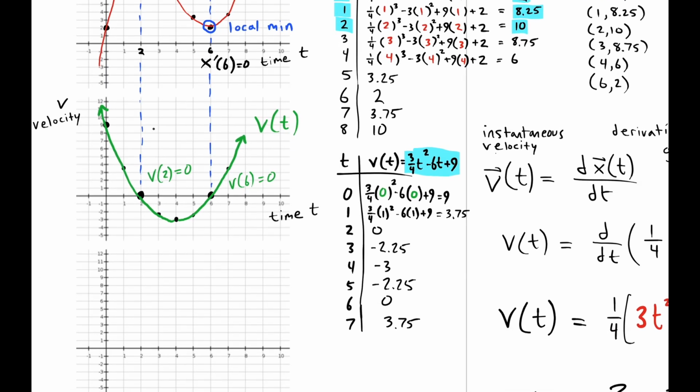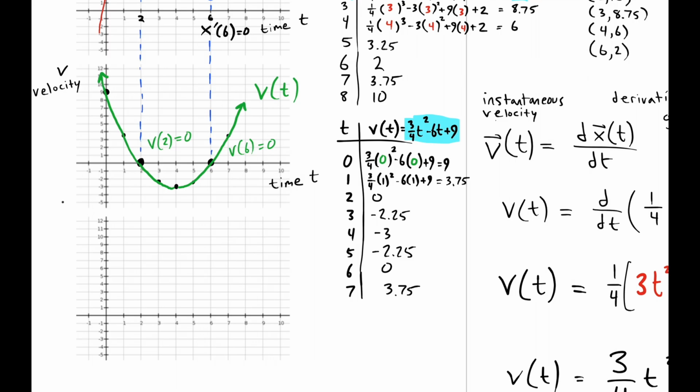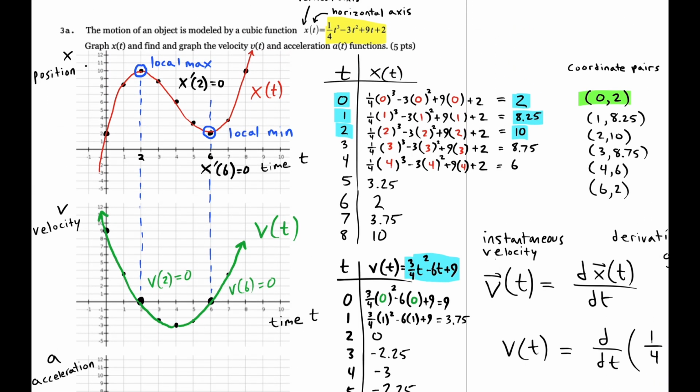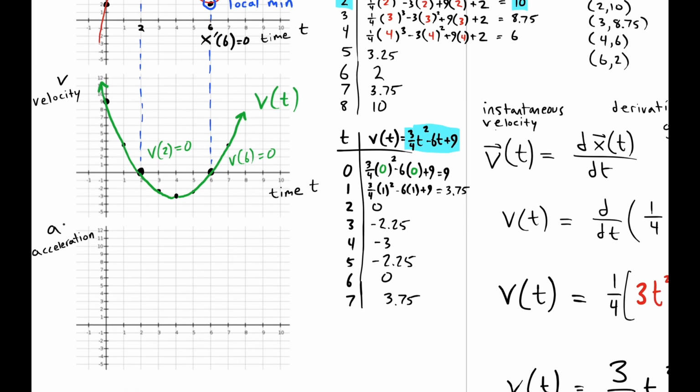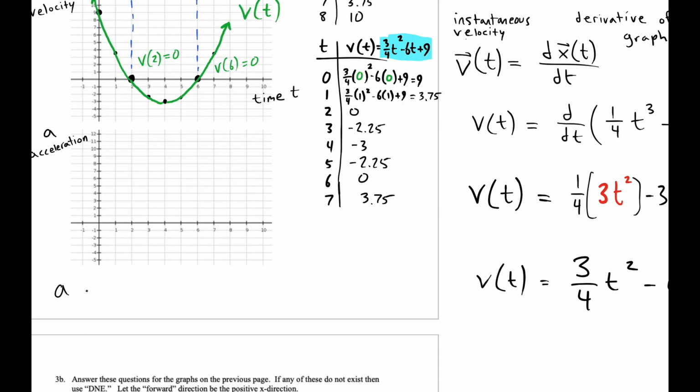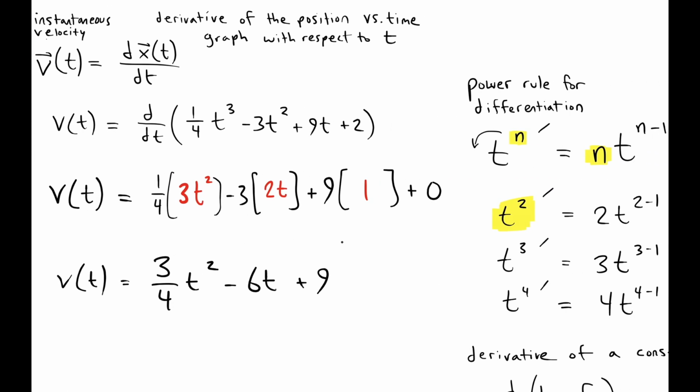Alright, our last task here is to find the acceleration function. And in physics, acceleration is going to be the second derivative of the position versus time graph, or it's sometimes referred to as the derivative of the velocity graph. So a of t is going to be the derivative of v of t, which is sometimes referred to as the second derivative of the position function. That means a second derivative.